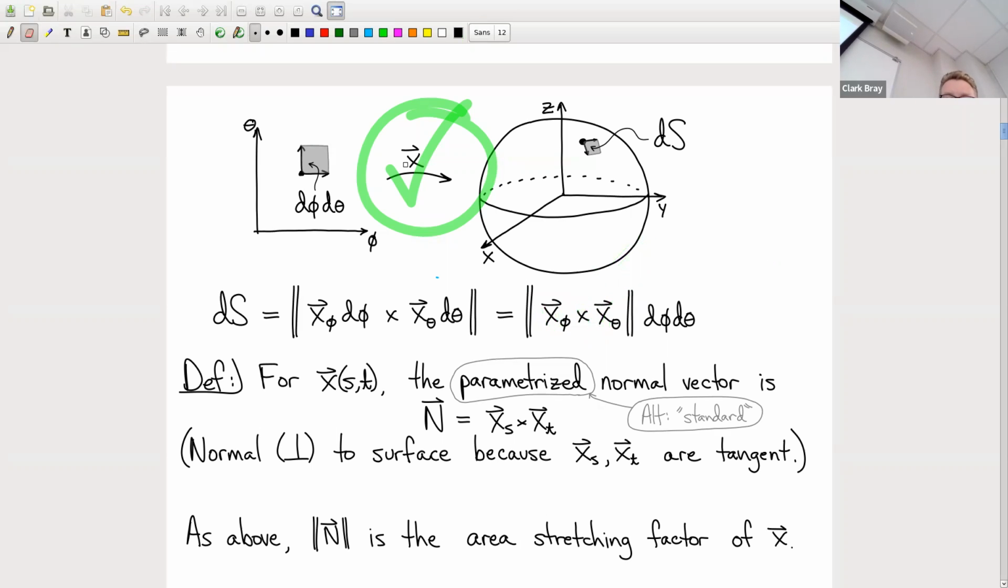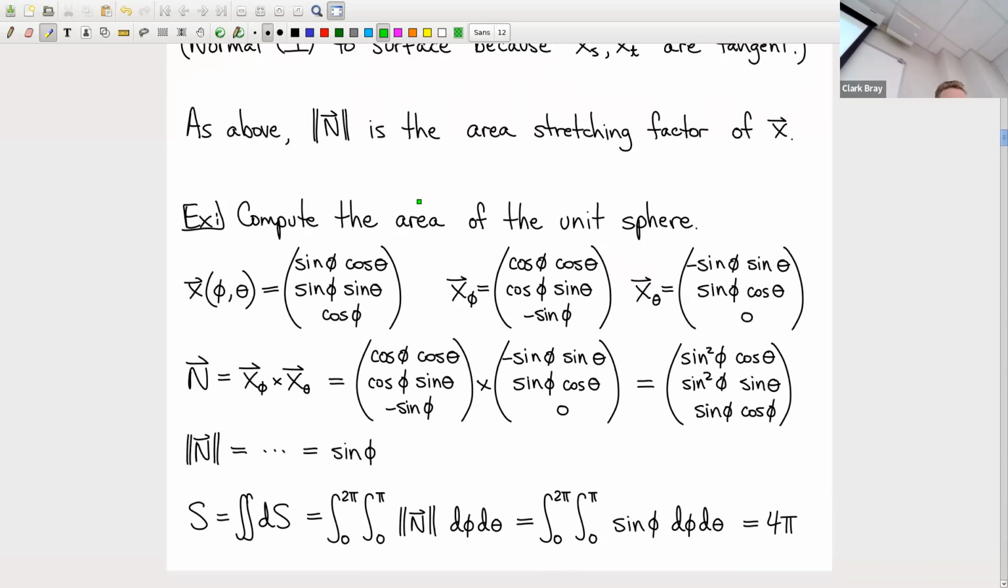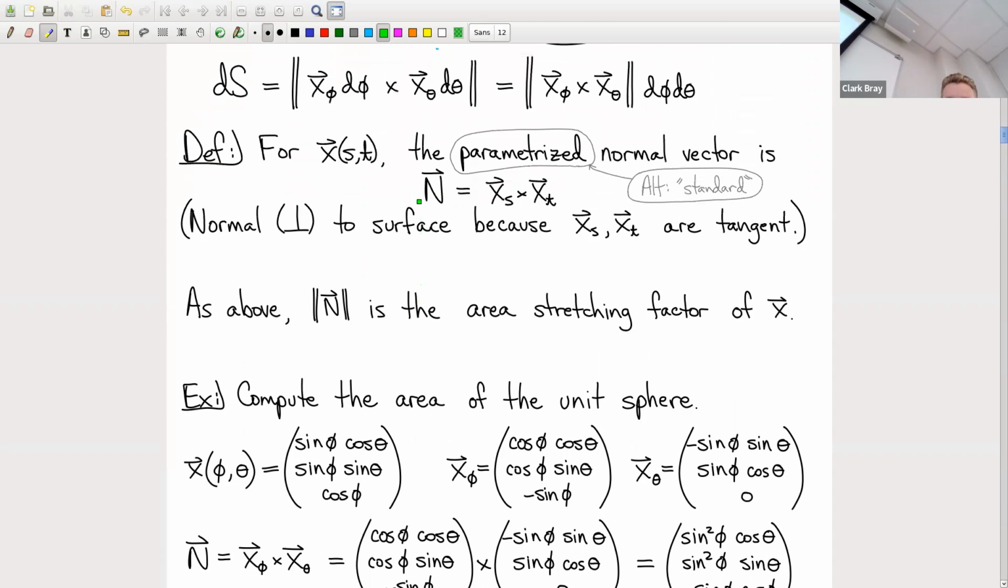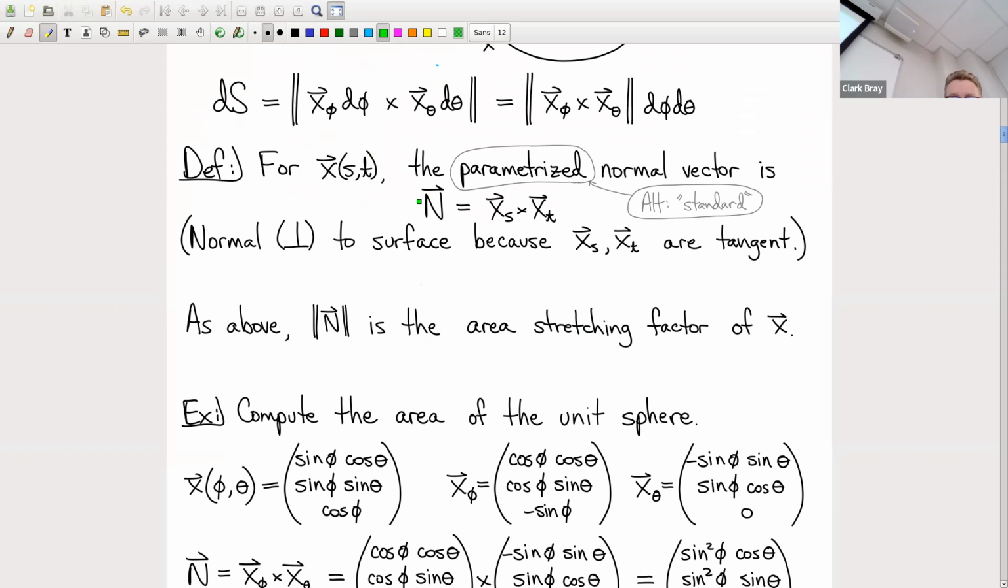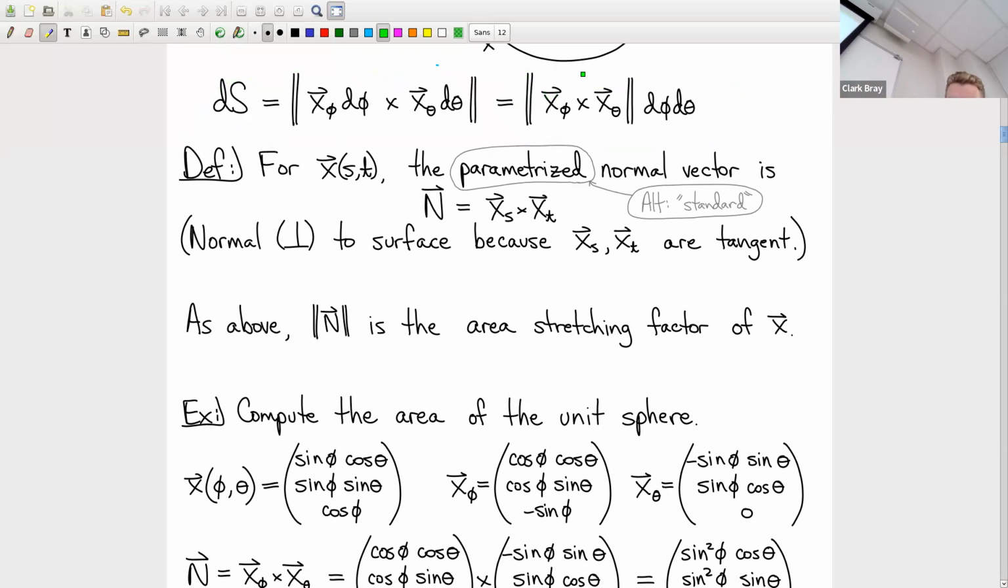All righty. Let's finish this up. Let's actually compute the area of the unit sphere. All I'm going to do in this calculation down here is execute pretty much this formula right here. The pieces of area are the magnitude of the cross product of the partials, d phi d theta. So I'm going to start by getting my parametrization, taking the partials, taking the cross product, then computing the magnitude, and then you have somewhere to go.